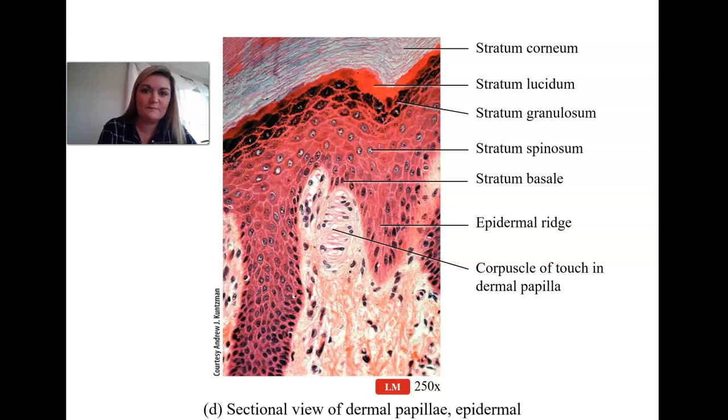With that stratum corneum, notice how none of those have nuclei inside of those. So there's no nucleus. So that tells me that these are going to be cells that are dead. These are going to be the ones that are the outermost protective cells. They are filled with keratin, and so they're going to help waterproof and protect that skin. And these are going to be the ones that you shed as dead skin cells.